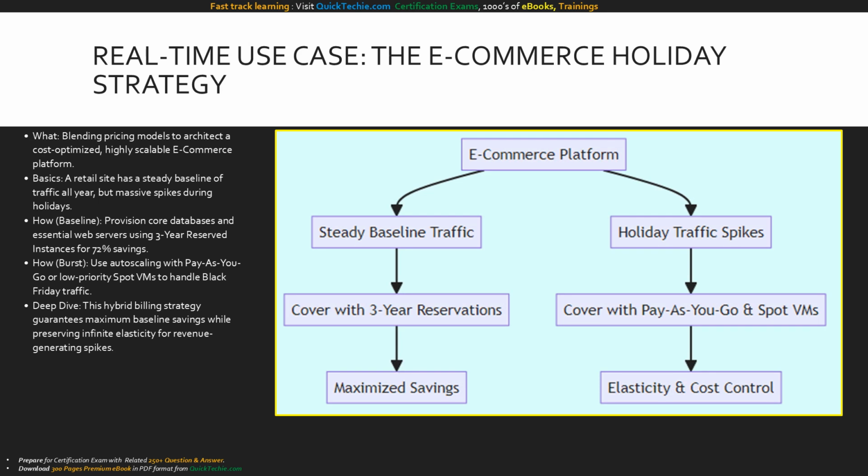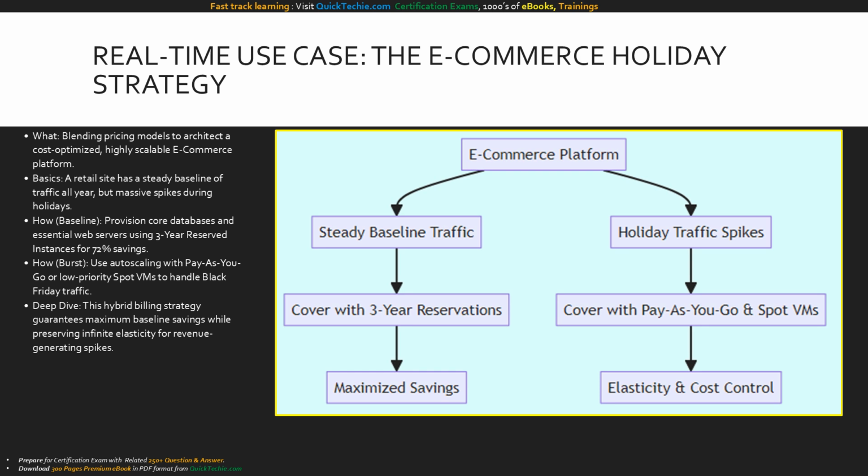Let's tie this all together with a powerful real-world use case, an e-commerce platform. A retail site has a predictable baseline of traffic 10 months a year, but faces massive spikes during Black Friday. If they over-provisioned for Black Friday all year, they'd go bankrupt. Instead, we blend pricing models.